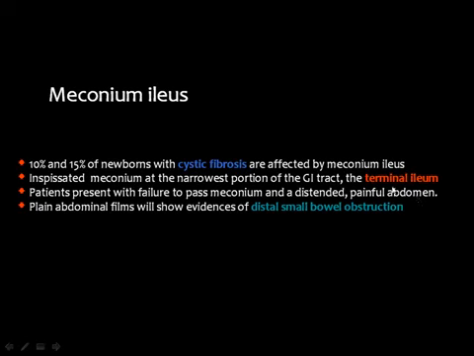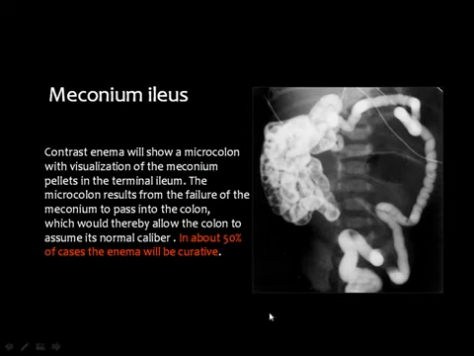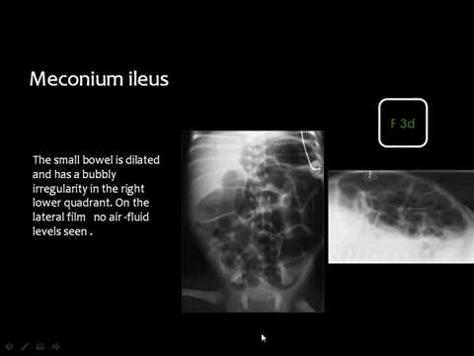Then meconium ileus has a good correlation with patients with cystic fibrosis, and the meconium as an inspissated material will obstruct the terminal ileum, resulting in small bowel obstruction. Then if you inject barium per rectum, you can see that the colon is collapsed, being unused, with the terminal ileal loops containing multiple filling defects representing the meconium inspissated inside the terminal ileum.